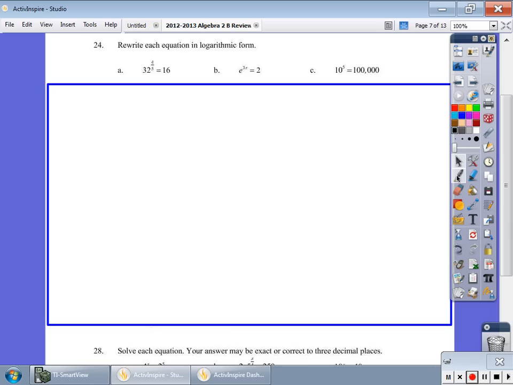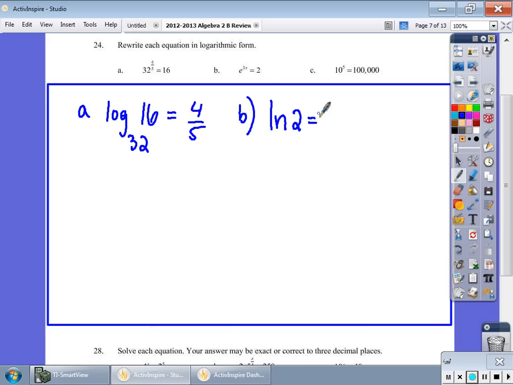Okay, this is going backwards now. So remember, this is the base of your logarithm. That becomes log base 32, okay, of 16. And remember, the exponent is the answer, 4/5. For letter B, this is the base of your logarithm. Now we don't write log base e, we write the natural log of 2 is equal to 3x.